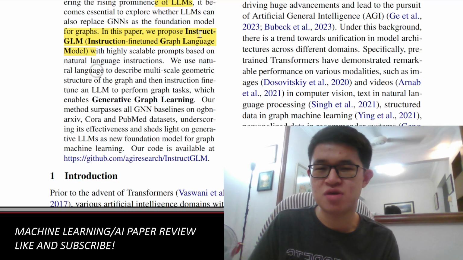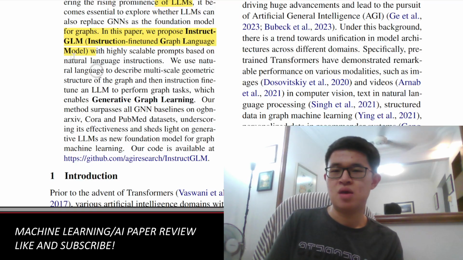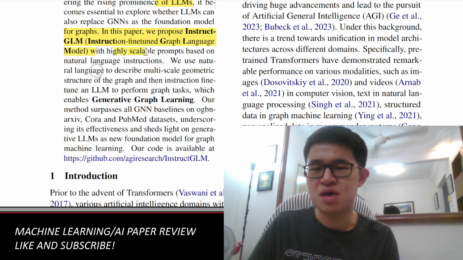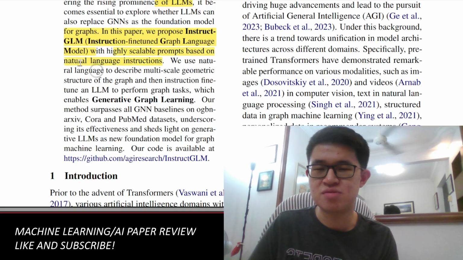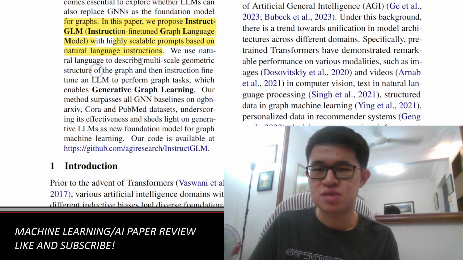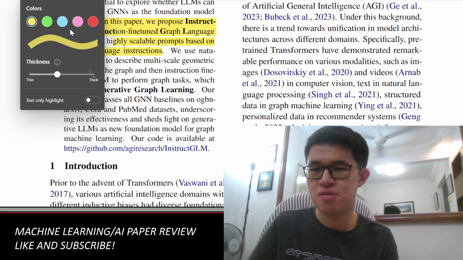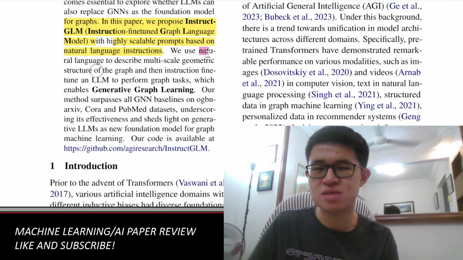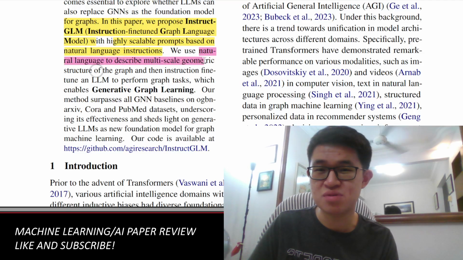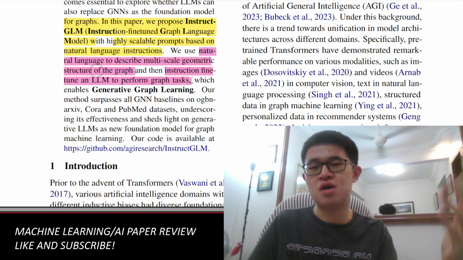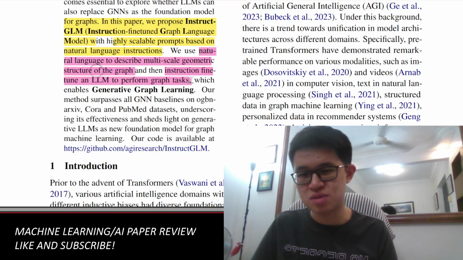They call their approach InstructGLM, which stands for Instruction Fine-Tuned Graph Language Model. They have highly scalable prompts, using natural language instructions. What they did, which is really important, is that they use just natural language to describe the geometric structure of the graph. And then they directly use supervised fine tuning on the LLM to make graph prediction tasks, I assume.